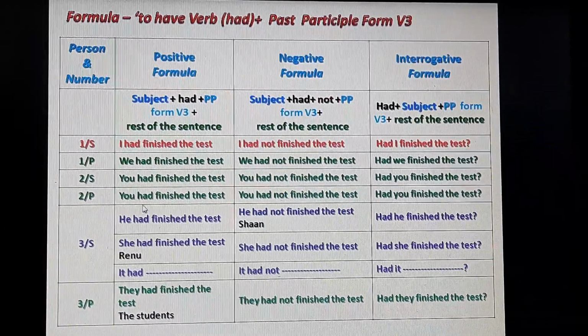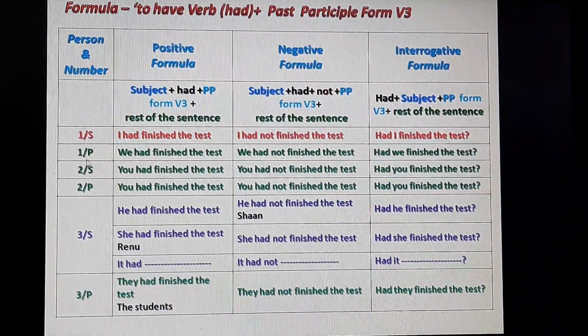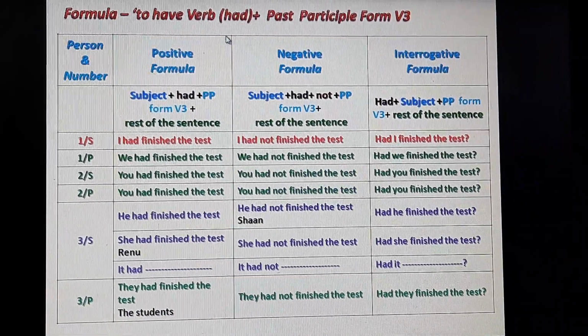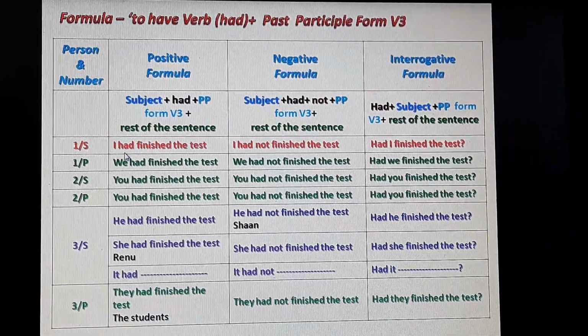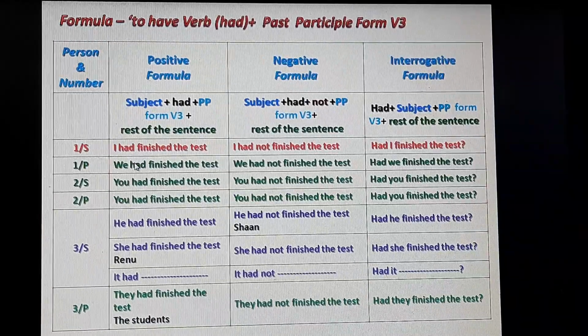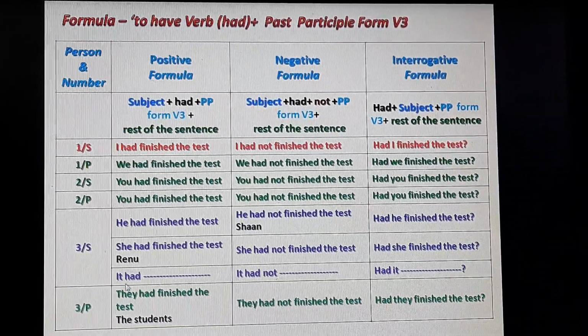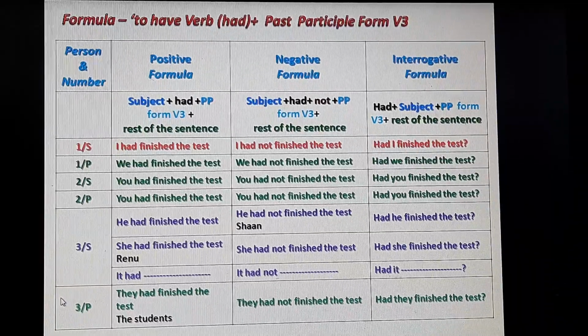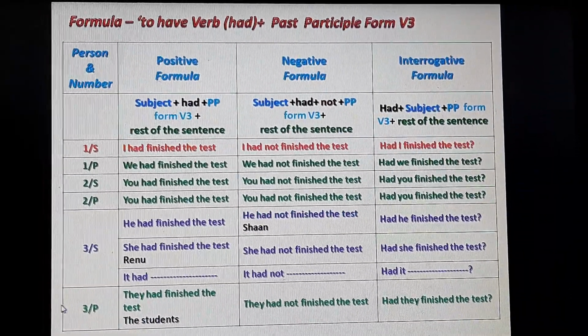Remember that whether it is first person, second person, or third person, singular or plural, your auxiliary verb is the same for all persons and numbers: had. So there won't be any difficulty in forming the negatives and the interrogatives in the past perfect tense. I shall see you in the next session, children.